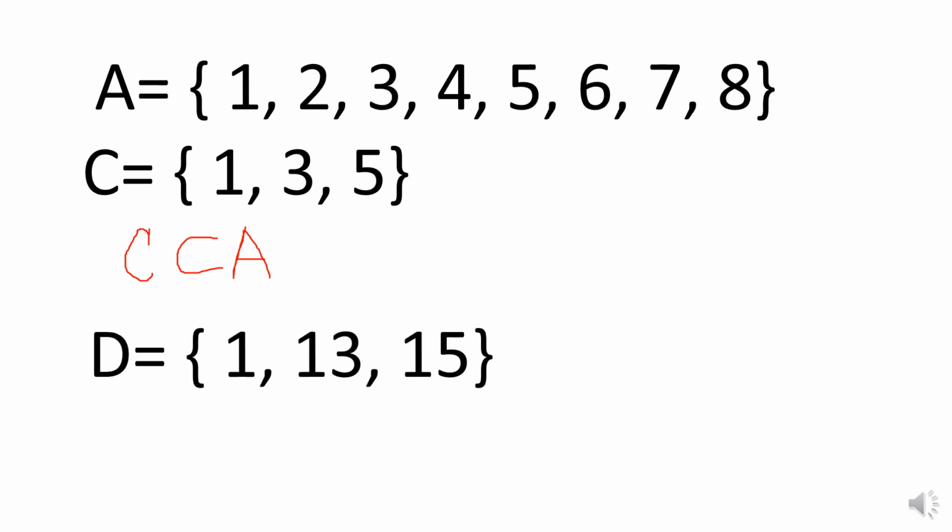So we can say that C is a subset of A. How about this example? Suppose that we have set D with elements 1, 3, and 15. Let us try to see if this set is a subset of A. We have 1, but we don't have 13 and also 15. So simply we can say that D is not a subset of A.